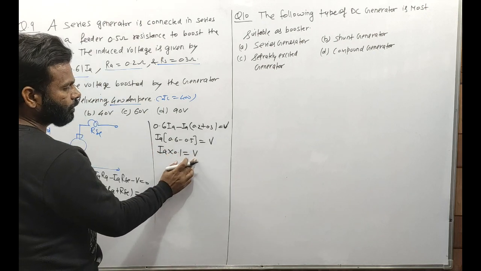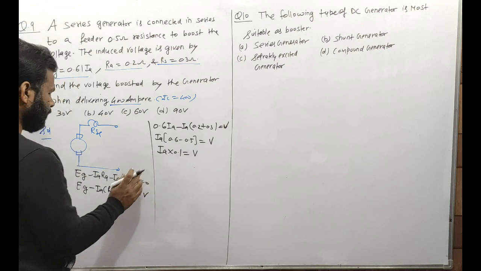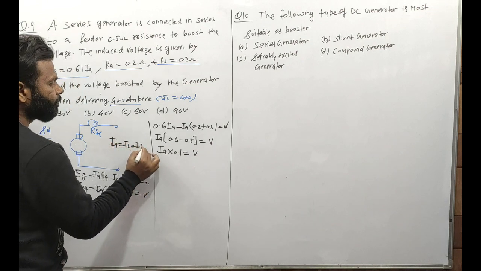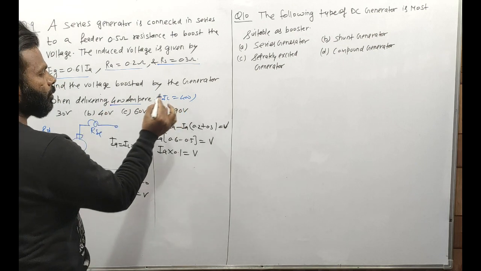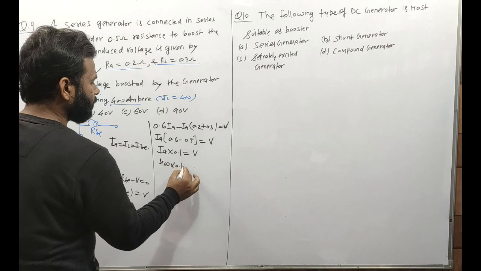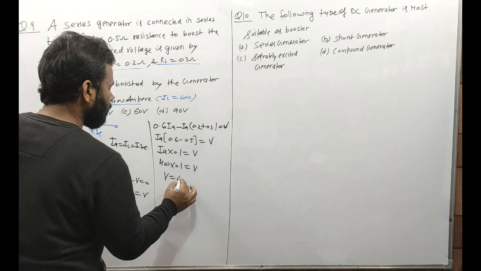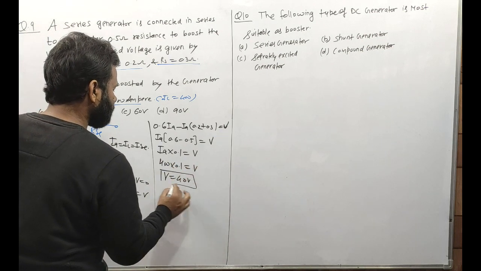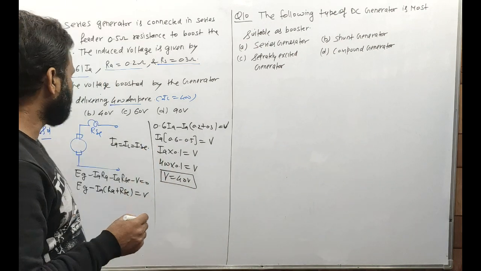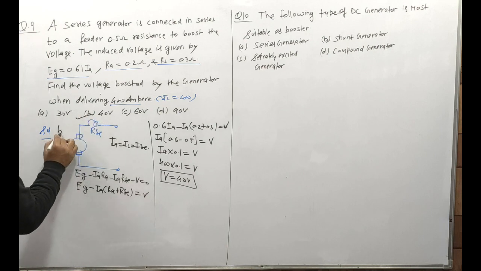Now you need to find this V. Now in case of series generator, the IA and IL, that is equals to ISC. Is it okay? Then load current is how much? 400. So IA is 400 into 0.1, that is equals to V. So V is how much? 40 volt. So this generator is now raising or compensating how much voltage? 40 volt. So correct option is B.